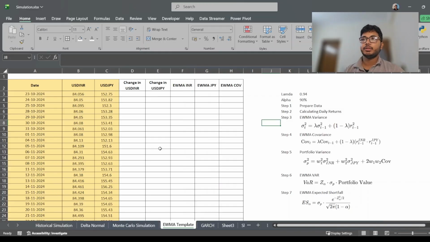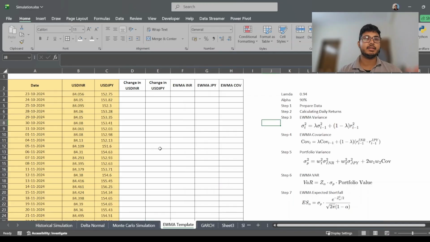In this video we are going to learn about the EWMA. EWMA is one of the most important concepts in market risk. EWMA volatility and EWMA value at risk, both the things we are going to learn in this video. From the name itself, EWMA stands for exponentially weighted moving average. It is one of the simplest, fastest, and widely used methods to estimate dynamic volatility.